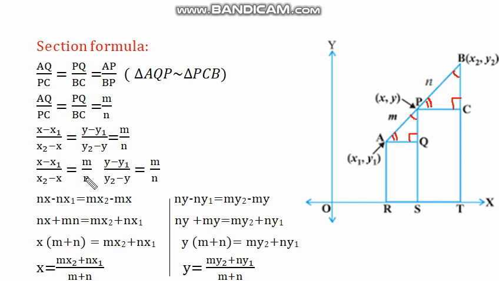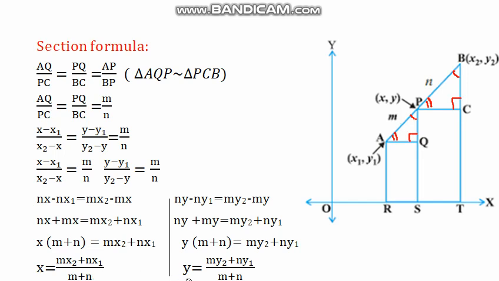Just do cross multiplication. Getting nx minus nx1 equal to mx2 minus mx. And transpose x terms to one side, and nx1 transpose to the right hand side. Why are we transposing to the left hand side? Because here we need to find out the x value. Here x is common, take it outside. So remaining m plus n. We need to find out x, so m plus n transpose to the right hand side. So x is equal to mx2 plus nx1 divided by m plus n.